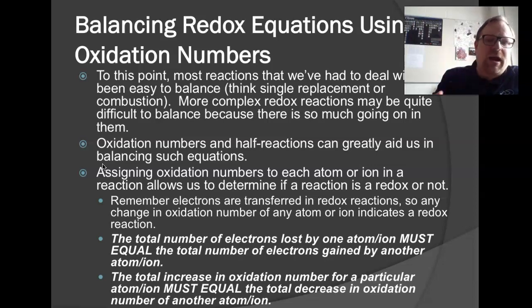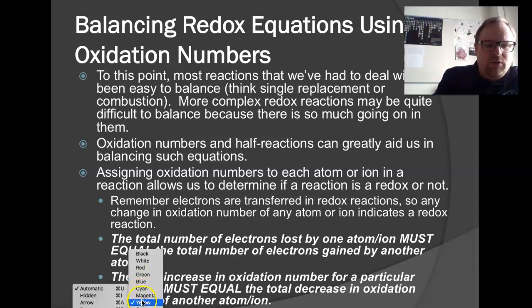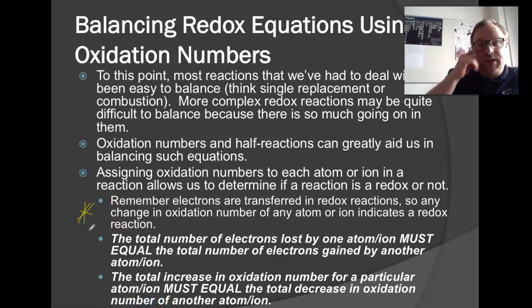Oxidation numbers and half reactions can greatly aid us in balancing equations, and assigning oxidation numbers to each atom or ion in a reaction allows us to determine if the reaction is a redox reaction or not. That is a little key tidbit right there. This little bit right here, and I'll put a very poorly drawn star beside it. This is important because you can use oxidation numbers as a tool to determine if a reaction is redox or not. And quite often there's a diploma question where they'll say, determine which of the reactions is a redox or which one is not a redox.